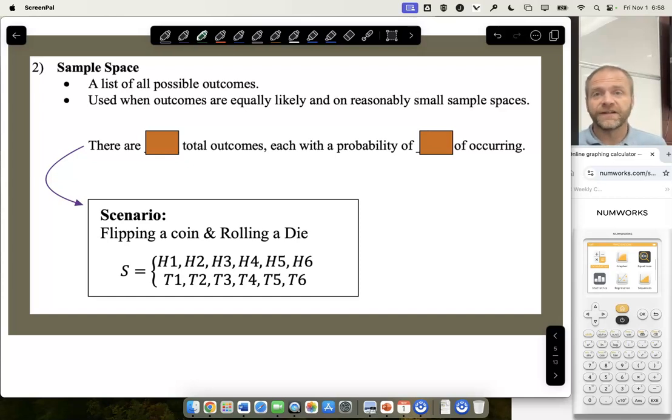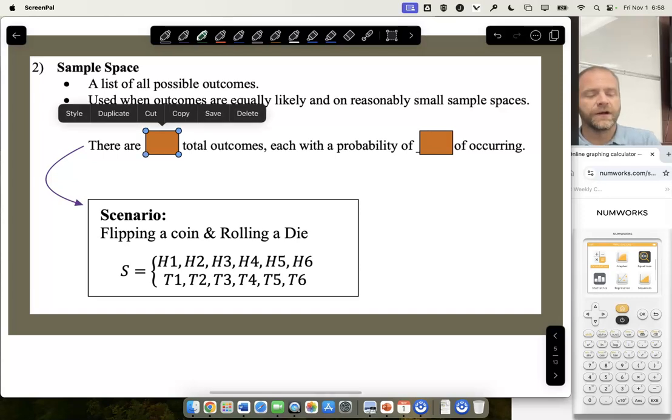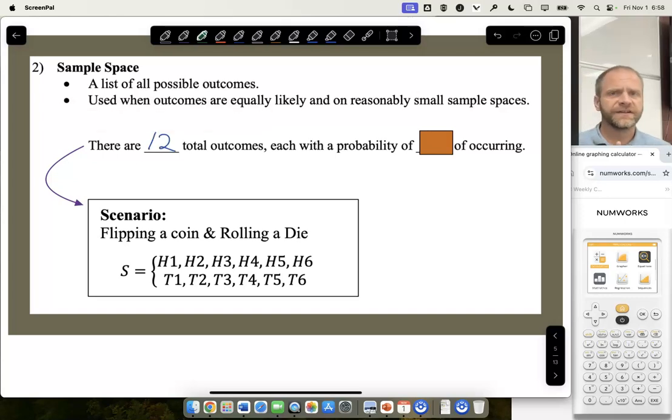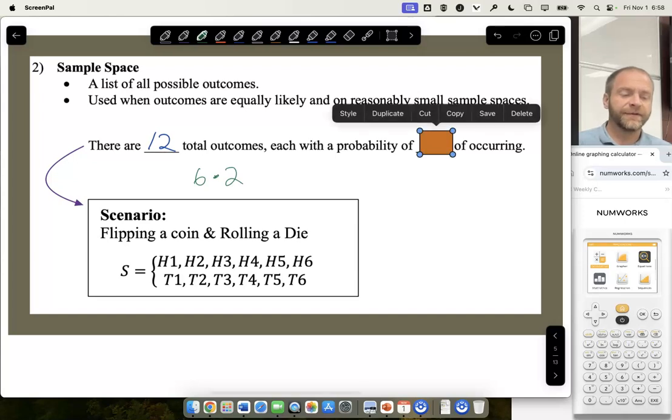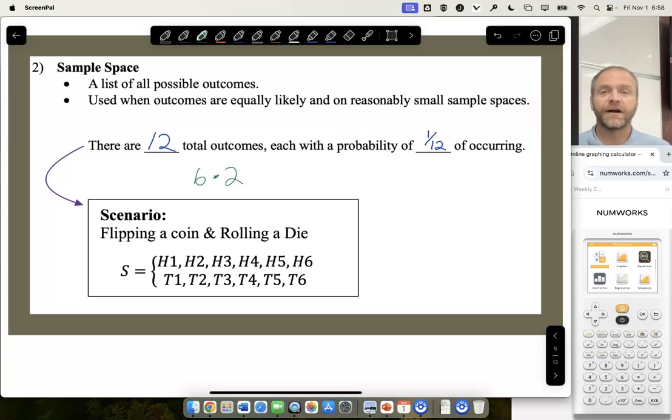A heads and a 1, a heads and a 2, etc., all the way to a heads and a 6, a tails 1, tails 2, all the way to tails and a 6. So in this case, there are going to be 12 different outcomes. That should make sense. There are 6 sides on a die. There are 2 sides on a coin. The counting principle, 6 times 2 is 12. Now, each probability, in this case, all of them have the same probability.